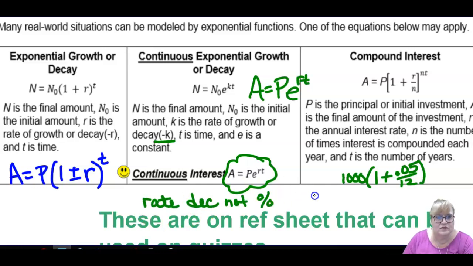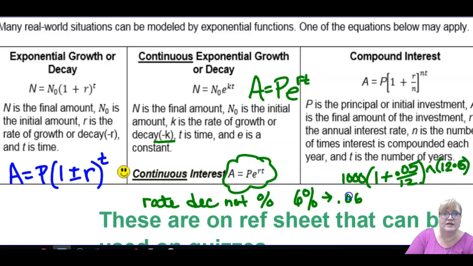So move it over. If you had 6%, it would become 0.06. All right, back to my example here, and it's to the power of nt. If you have an older calculator, you need parentheses. I was doing monthly, so it would be 12 times, say I left it in there 5 or 6 years, you'd have 6 up there. All right, examples on the next page.